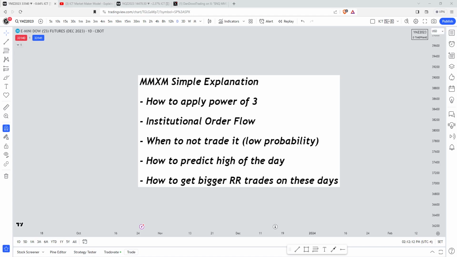In this video, I'll be teaching you guys how you can get higher RR trades and predict high of the day using the ICT power of 3 concept in a market maker buy or sell model. Here's everything you can expect in this video.